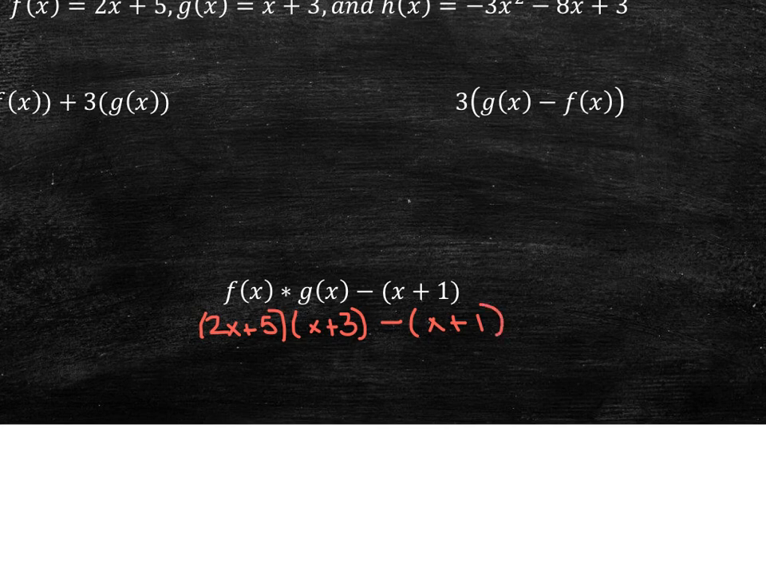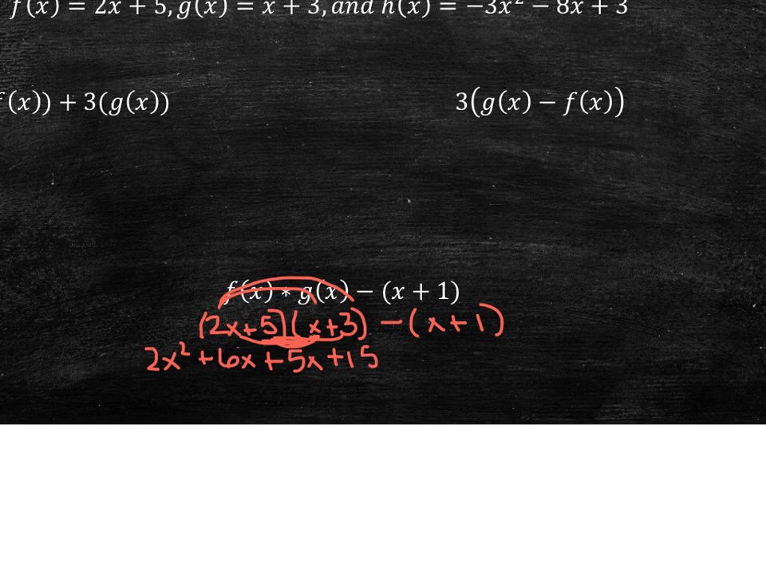So we're going to go ahead and do the multiplication first. So go ahead and use FOIL for that first one. So 2x times x is 2x squared. 2x times 3, 6x. Sorry, not 2x times x. 5 times x is 5x. And then 5 times 3 is 15.